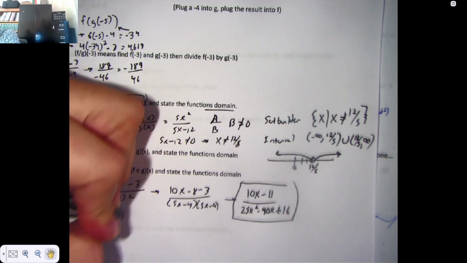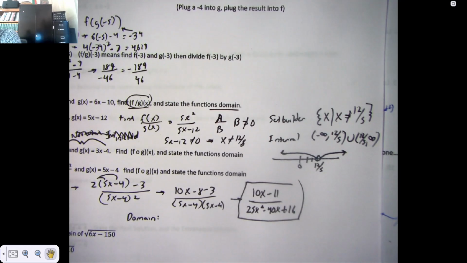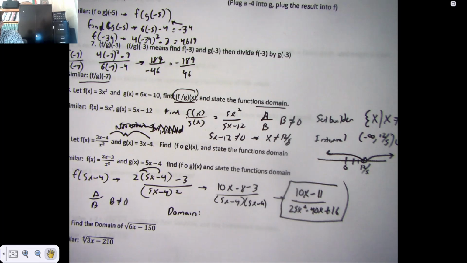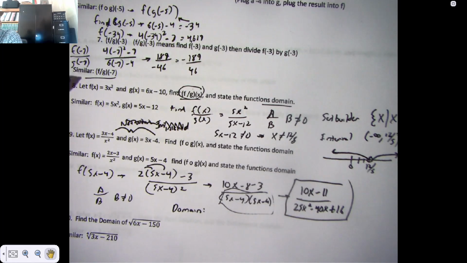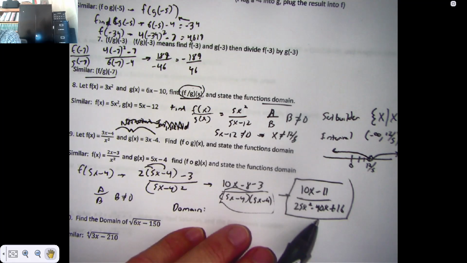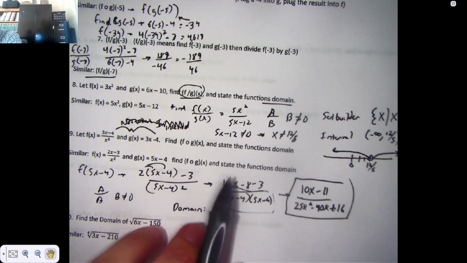Now, what's the domain? Well, this follows that rule, a over b, b is not 0. The question is, where do you do it? It's easiest to do it right here. All right. This would be harder. This is the FOIL result of this. So go back sometimes and take a look.